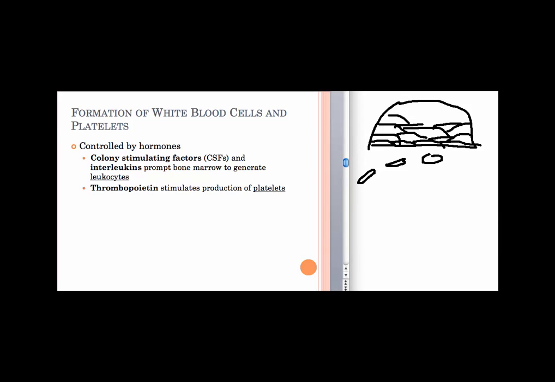But what I want you to know right now are the different hormones that stimulate the growth of your red and white blood cells. Colony stimulating factors and interleukins give rise to your white blood cells, and thrombopoietin gives rise to your platelets.